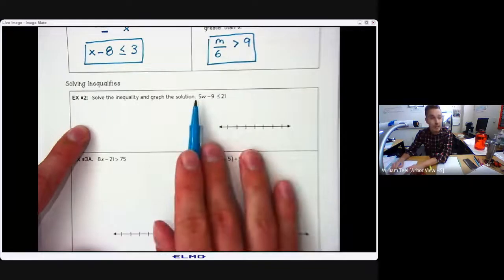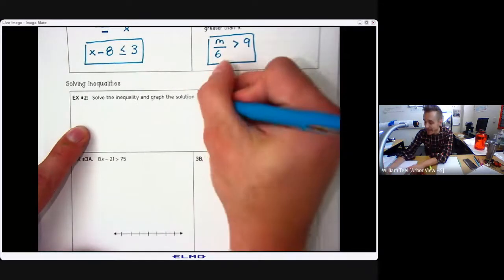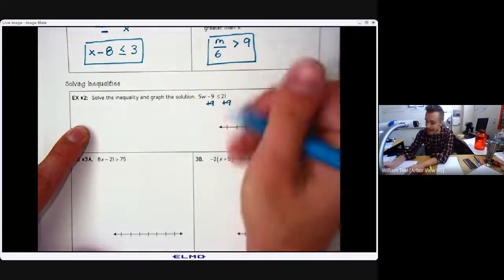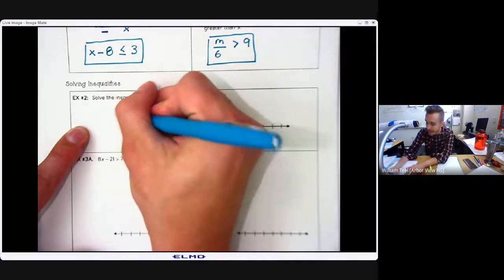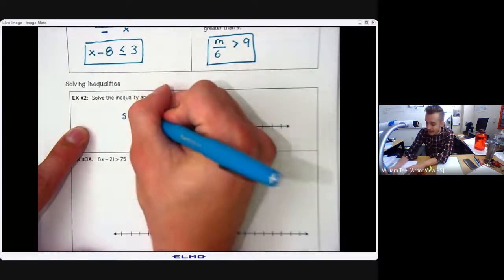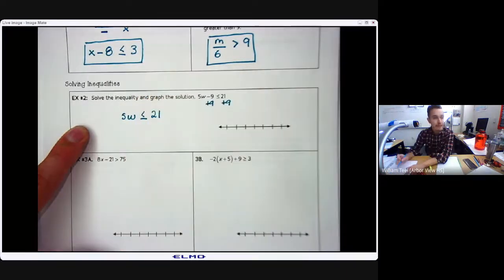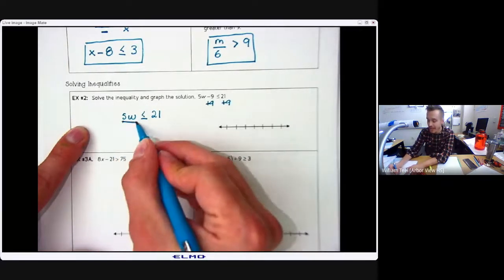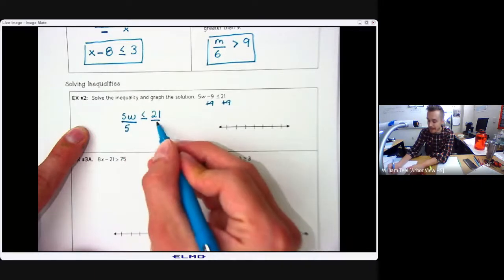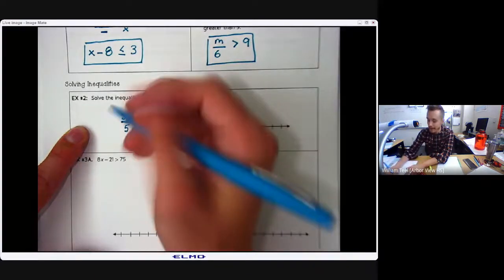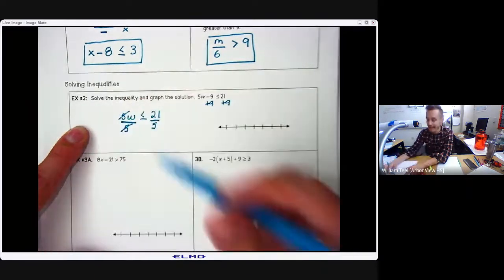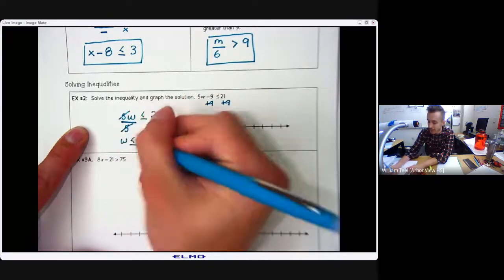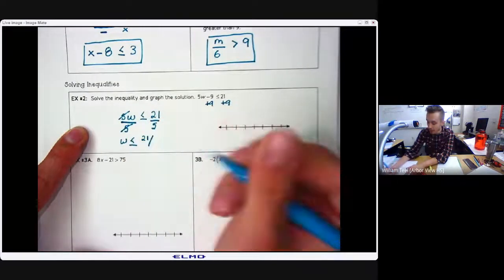I'm going to add 9 to both sides because I want to isolate the variable. So if we add 9 to both sides, that's going to be 5w is less than or equal to 21. Now to get w by itself, I have to undo this multiplication. In order to undo multiplication, I divide by the number. So now these 5s are going to cancel out because 5 divided by 5 is just 1. W is less than or equal to 21 over 5.